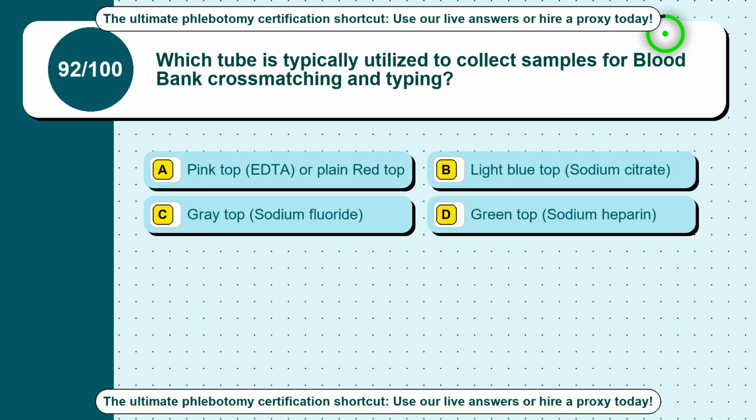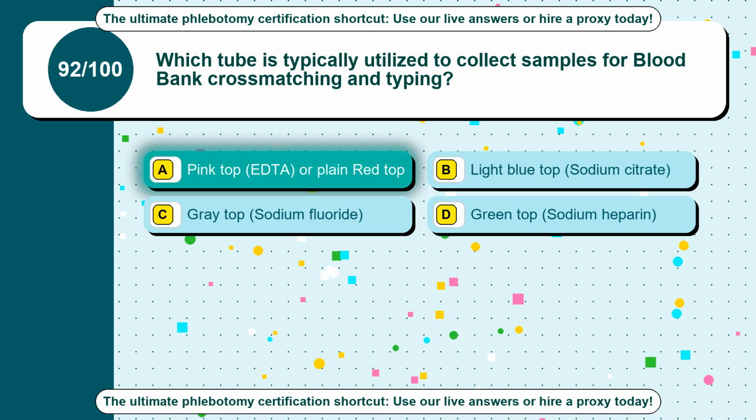Question 92. Which tube is typically utilized to collect samples for blood bank cross-matching and typing? Option A, pink top, EDTA, or plain red top. Option B, light blue top, sodium citrate. Option C, gray top, sodium fluoride. Option D, green top, sodium heparin. The correct answer is option A, pink top, EDTA, or plain red top.